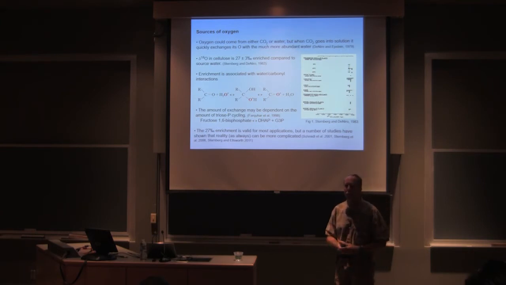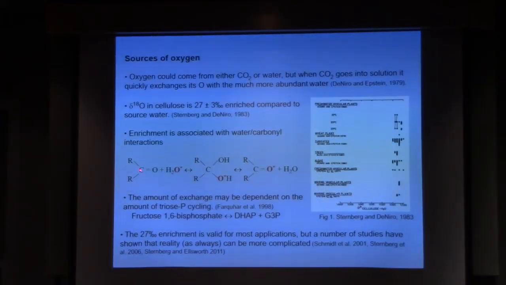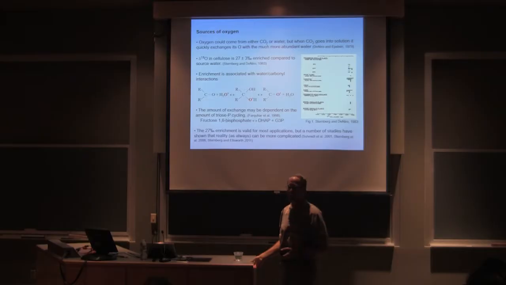water-carbonyl interaction. This is a carbonyl group, and the R's are for organic matter. So the C double bond O is here, and a water molecule can exchange with this to make two OH groups. You get rid of the double bond, two single covalent bonds, and two OH groups, and there's your label. Now, when it goes back to being a carbonyl group, that label can stay. This goes back and forth. So the water label gets incorporated in organic matter this way. Seems pretty simple. That's how it was discovered.